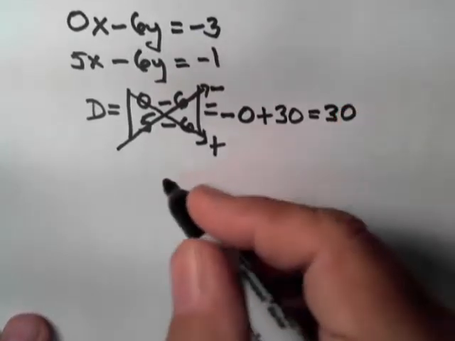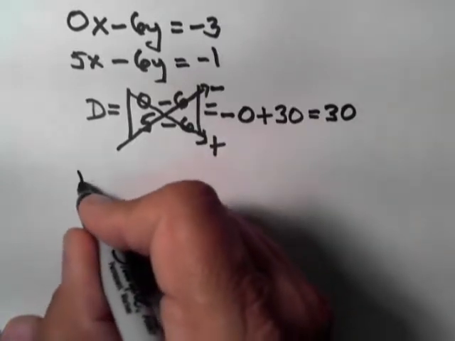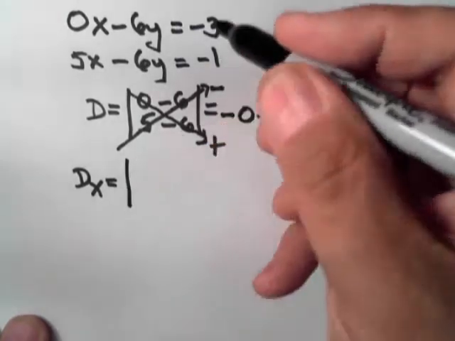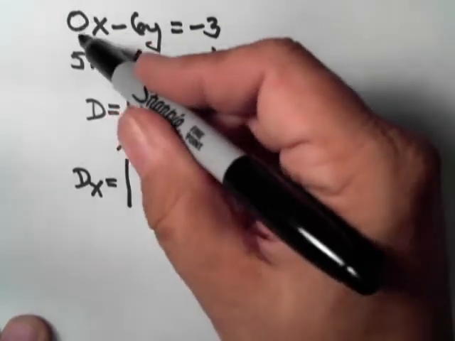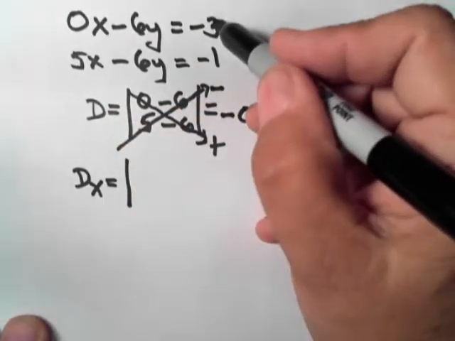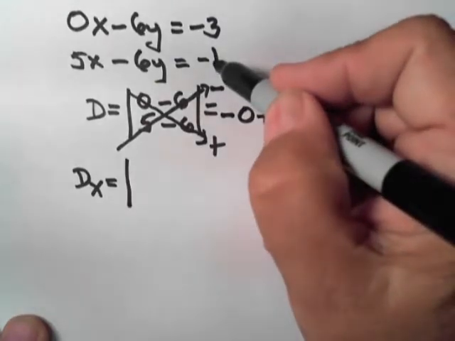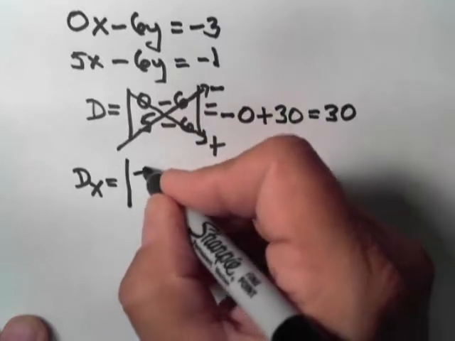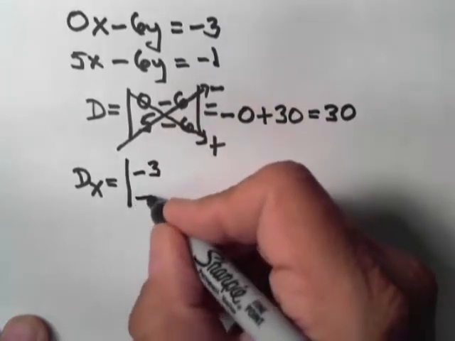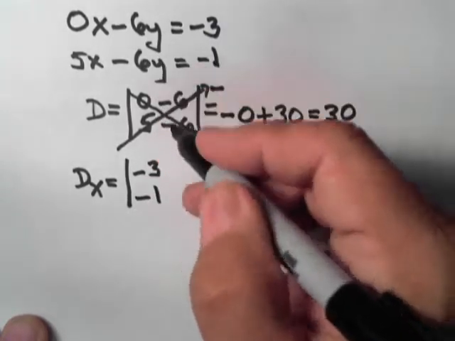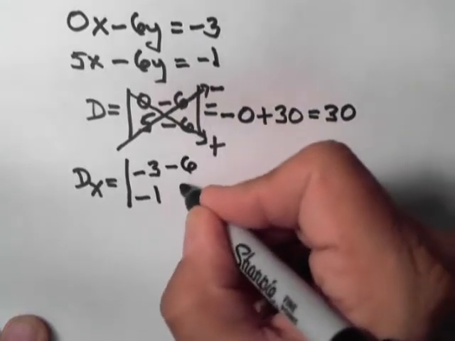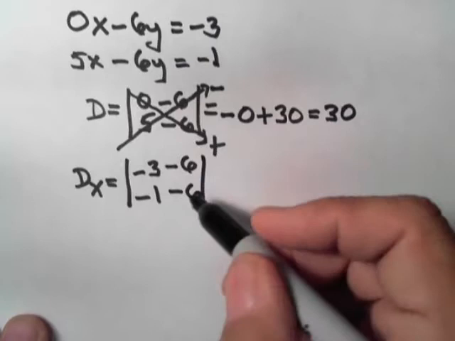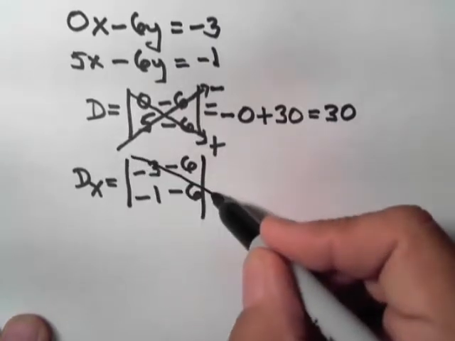Okay, so here we go. Let's find D sub x. And remember now, what you do is you replace the x coefficients with what's on the right side of the equal sign. So negative 3 and negative 1, you just take them right in order. The y's stay the same, so minus 6 and minus 6. Now, as usual, we evaluate the determinant.